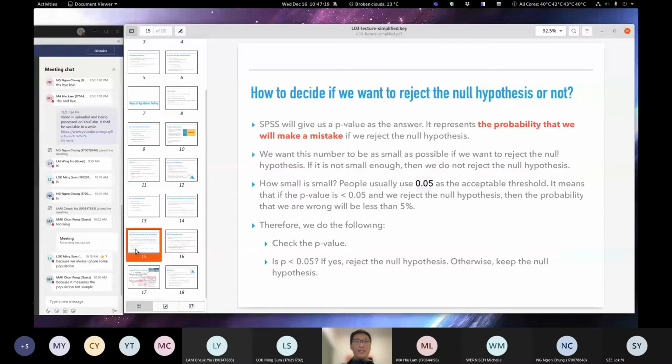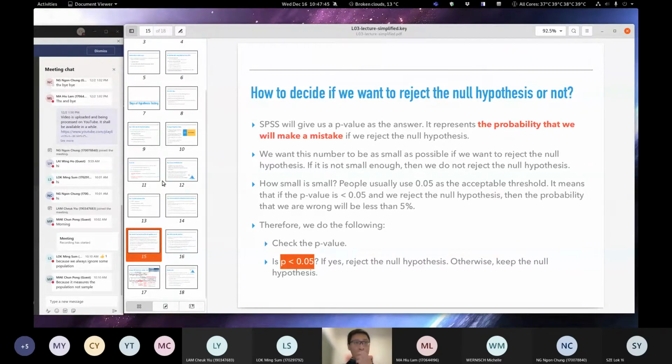So in short, this is how we make the decision. First of all, we check the p-value from the SPSS, and then we look at it. Is p smaller than 0.05? If yes, then we reject the null hypothesis. Otherwise, we keep the null hypothesis, or it means that we do not reject the null hypothesis.